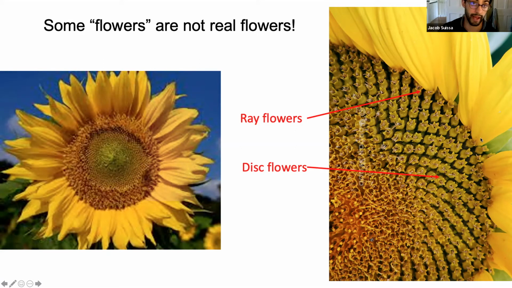So this is kind of going back to our idea of radially versus bilaterally symmetrical flowers. The disc flowers in the head, or the capitulum, are radially symmetrical, right? You can cut them in any way, shape, or form, and they'll be symmetric on either side. But the ray flowers are actually zygomorphic, right? They have one of these massive petal lobes that is really large. So essentially a sunflower is an inflorescence, not a simple flower.